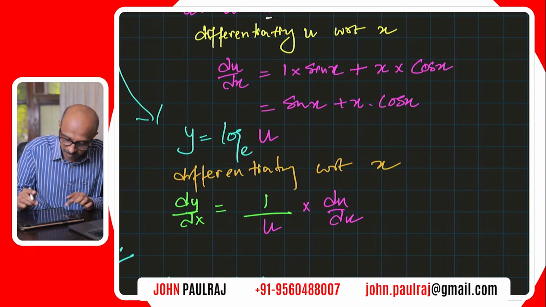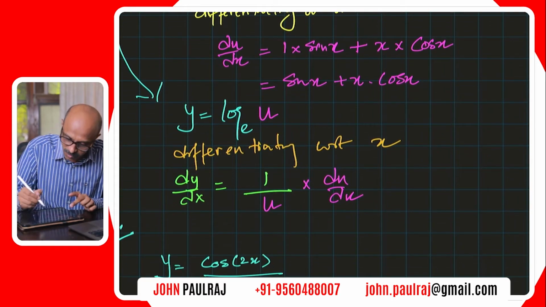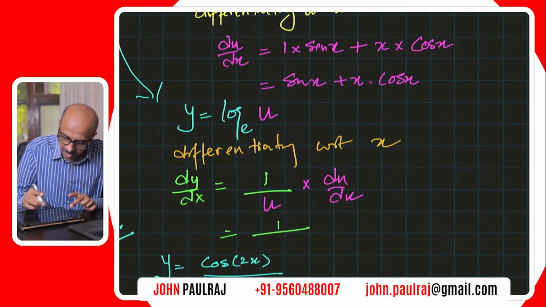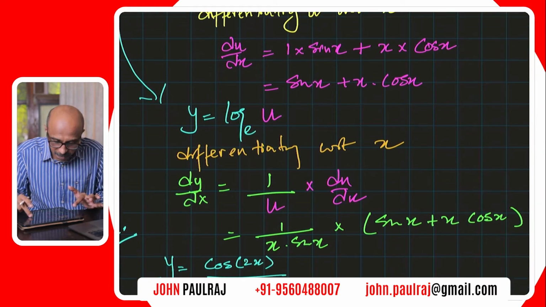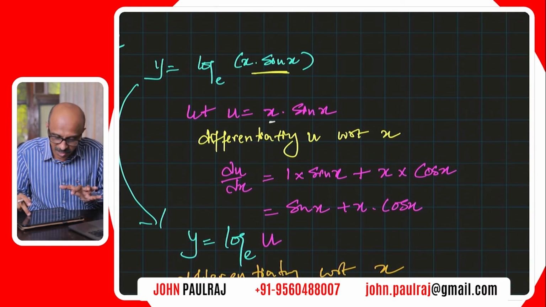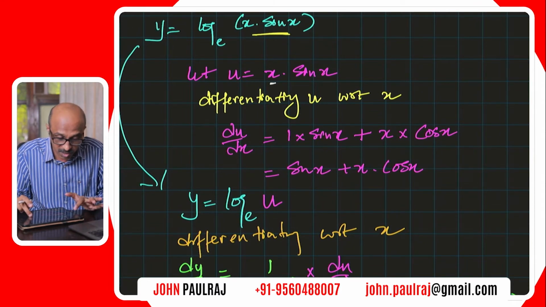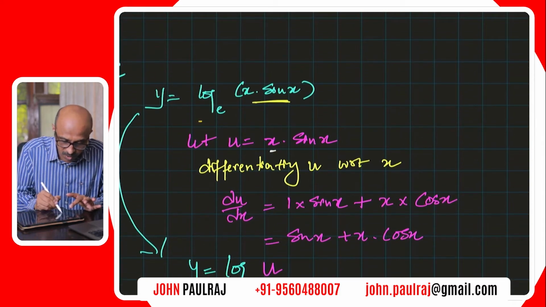Now we've got these values, so we just substitute back, okay? u was x times sine x. That would give you the final expression as 1 over x times sine x, times du by dx, which is sine x plus x cos x. I wrote these things separately so that it's organized and you can understand what's going on, but you could have directly jumped in and found dy by dx, differentiating both sides directly, and said that dy by dx is just the derivative of the outside function.